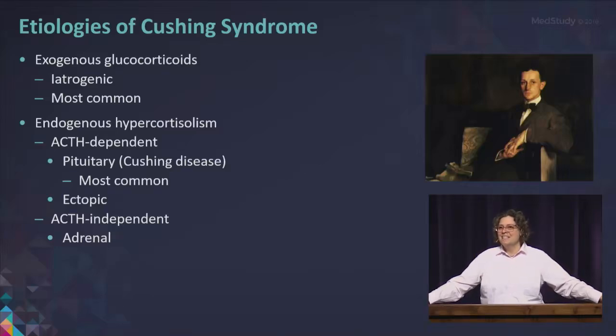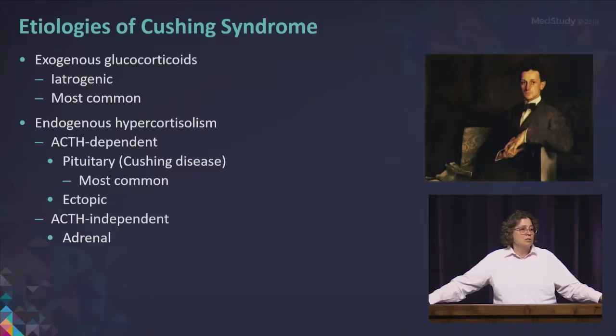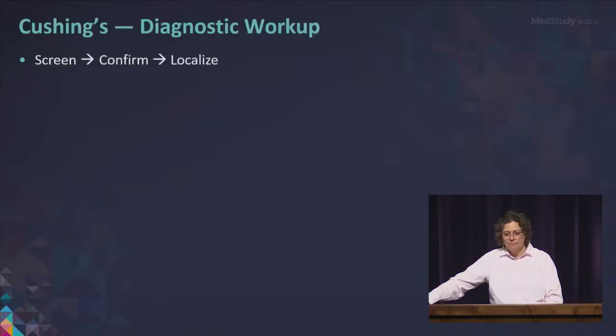When you're talking about endogenous cortisol excess, the most common is ACTH dependent, which is pituitary disease, also known as Cushing's disease. Cushing was a neurosurgeon, that's his disease. You have ectopic ACTH dependent cortisol excess, and then you have ACTH independent cortisol excess, which is the adrenal gland just making cortisol without being regulated by ACTH made from the pituitary.